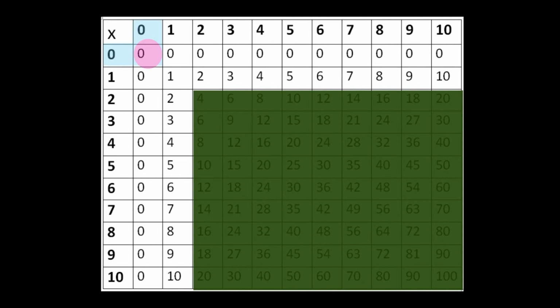So 0 times 0 is 0, 0 times 1 is 0. 0 times 2 is 0. And let's look at some of the ones. 5 times 1 is 5. 8 times 1 is 8. 10 times 1 is 10.